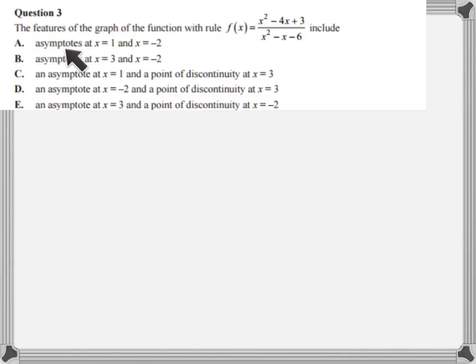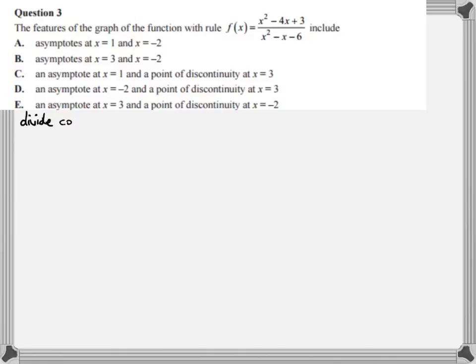So the features of the graph of the function with rule. Okay, so now we've got a rational function of a quadratic over a quadratic. Alright, so we have to identify the features, and the kind of features we're looking for are asymptotes at a certain point and a point of discontinuity. Another word we used in class for a point of discontinuity is a hole. What are the holes in the graph?